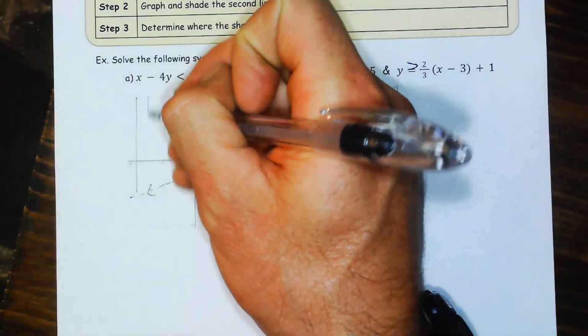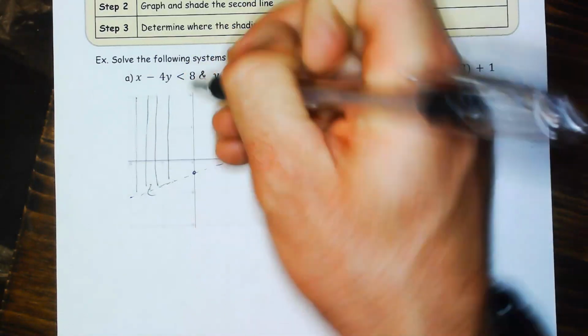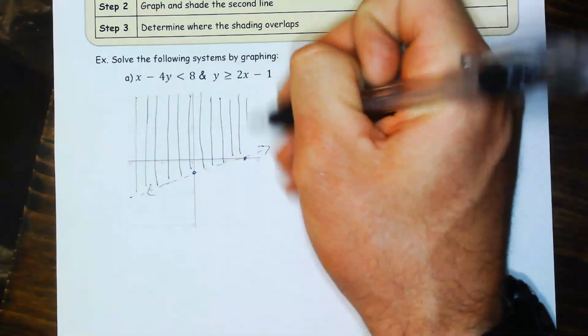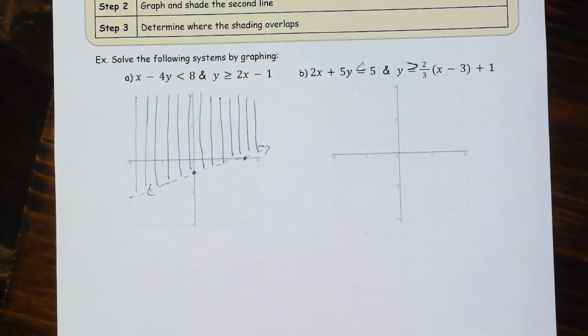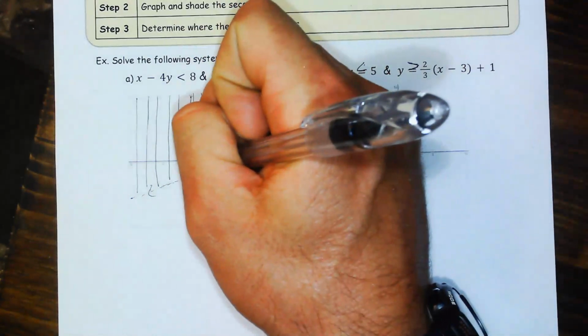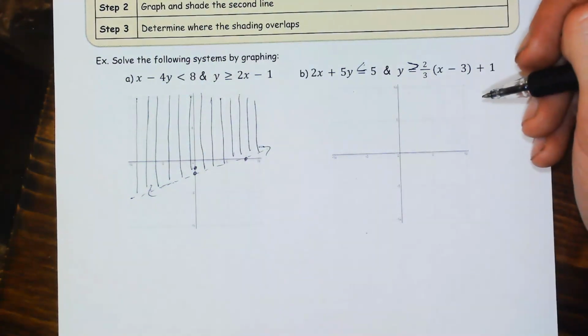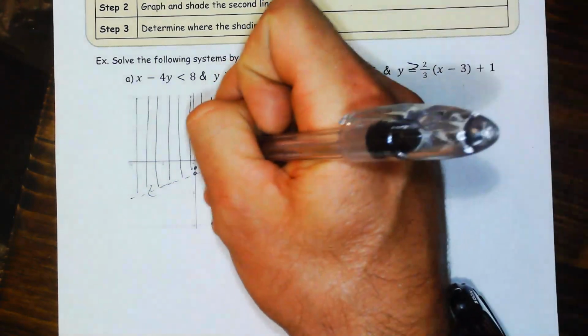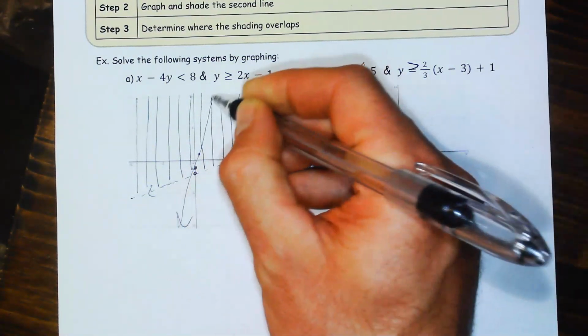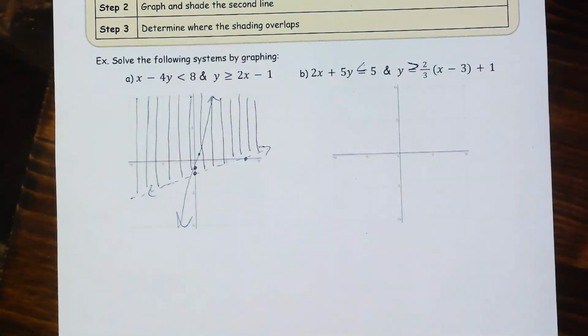I'm going to use vertical lines, and I'll show you why in a minute. But I'm going to use vertical lines to do my shading. Colors are also really helpful here, so if you use red and blue, the purple section is going to be the one that works. All right. y equals 2x minus 1. Minus 1 is my y-intercept. I go up 2, right 1 for my second point and connect those dots as well. Okay, that one's a solid line because it has an equal to portion to it.